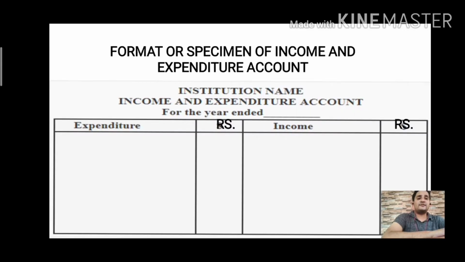Now, this is the format or specimen of income and expenditure account. On the top of the account, you have to write the institution name, then income and expenditure account, and lastly you have to mention the dates, meaning on which date and for which year the income and expenditure account is prepared. And in the debit side, you have to record all the items related to expenditure, and in the credit side you have to record all items related to income. So, this is the format. Income comes under the credit side and expenditure comes under the debit side.